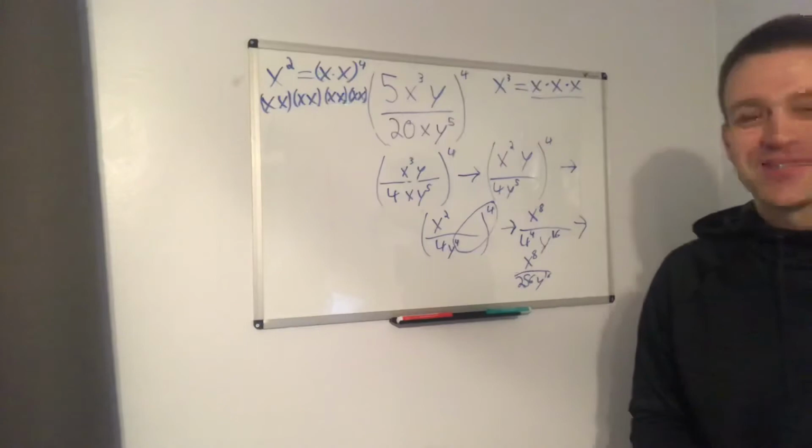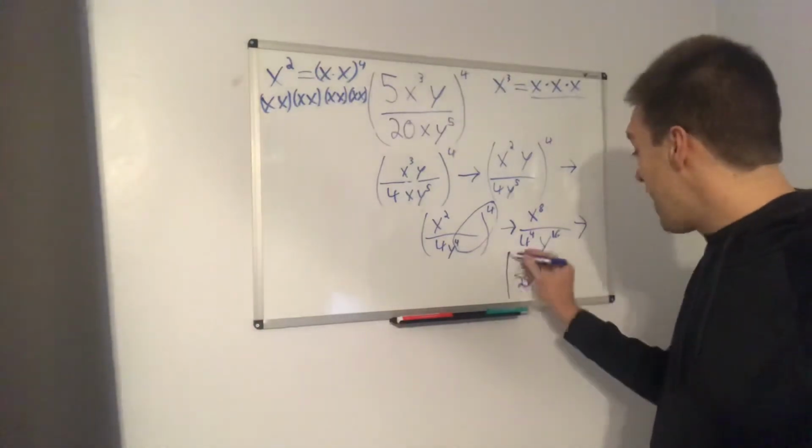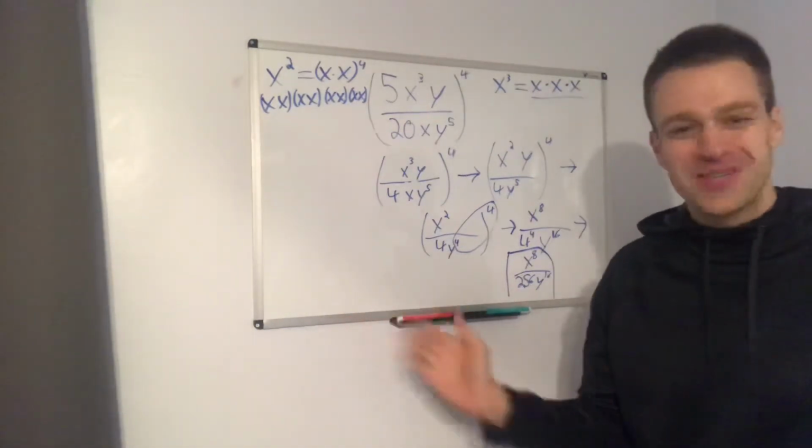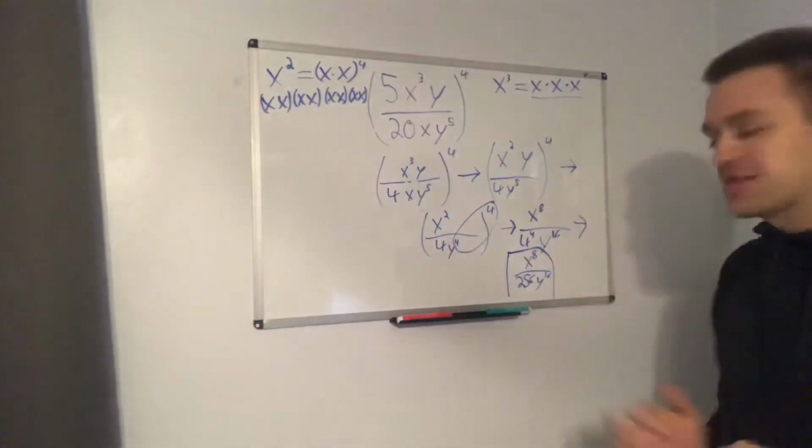So 4 to the 4th is 256. I personally don't care if you can multiply 4 to the 4th. I'd rather you learn this mindfully. Hopefully your teachers agree with that mindset. So this is our final answer.